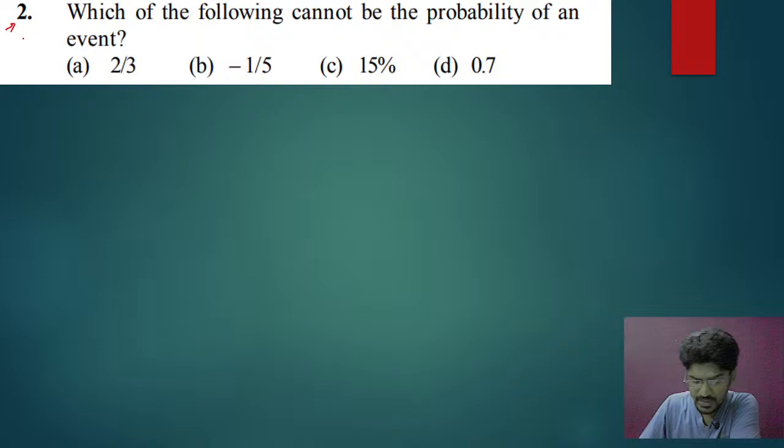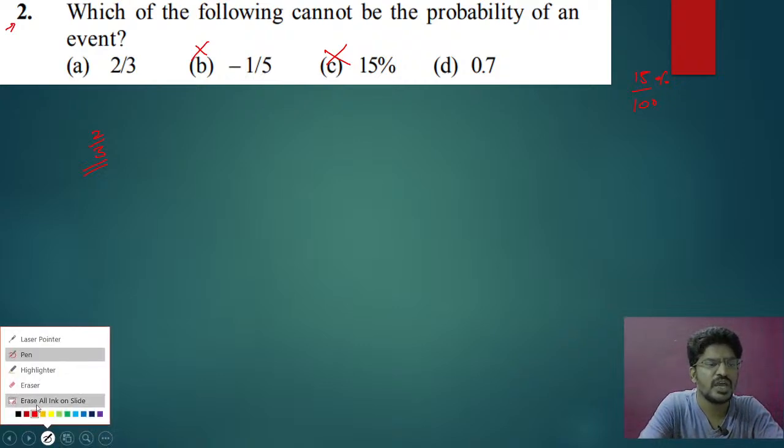See the second problem. Which of the following cannot be the probability of an event? So you just say probability cannot be negative. One is deleted. Probability 15 by 100. Probability cannot be in the form of percentage, it is deleted. Next, 2 by 3. What is 2 by 3? You calculate it. They are asking which of the following cannot be. Okay, no problem.